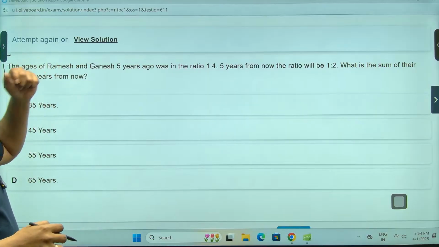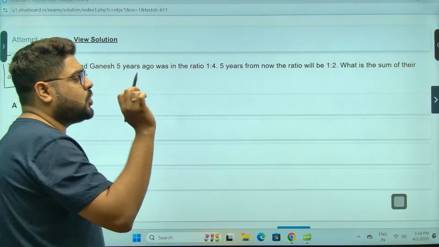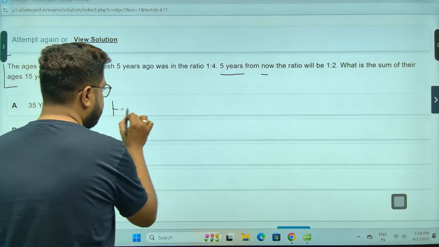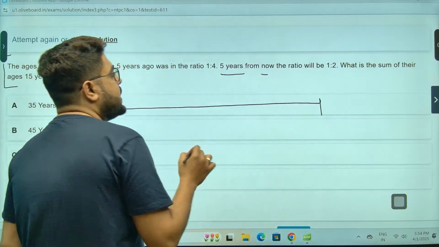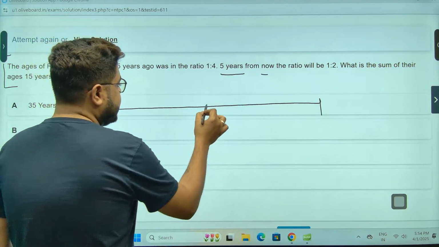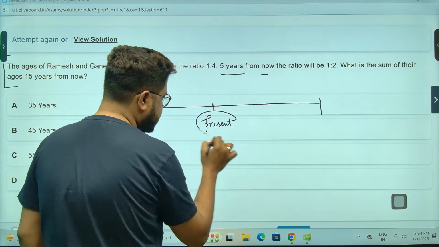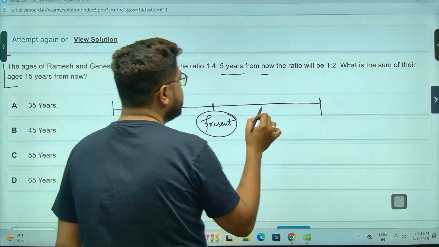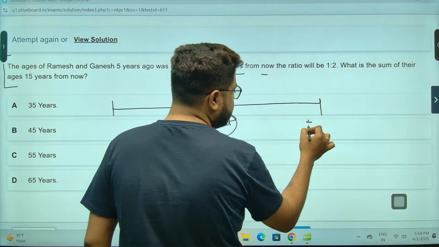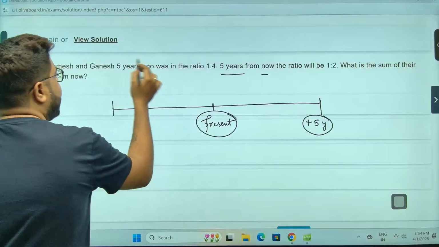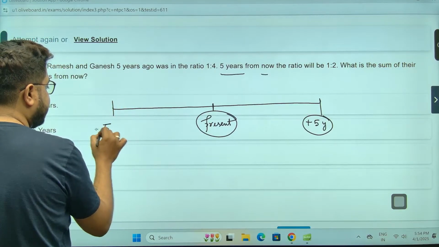Now, the ages of Ramesh and Ganesh. Again, I'll not do it like this. 5 years from now. So think. This is present. I'm just giving you the approach. 5 years from now means plus 5 years. And 5 years ago is minus 5 years.